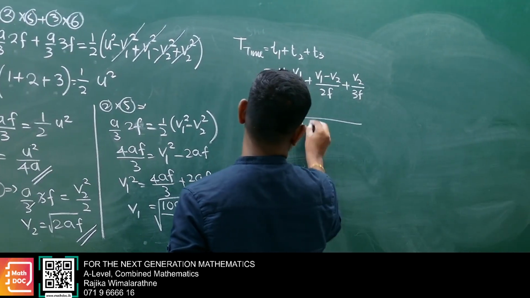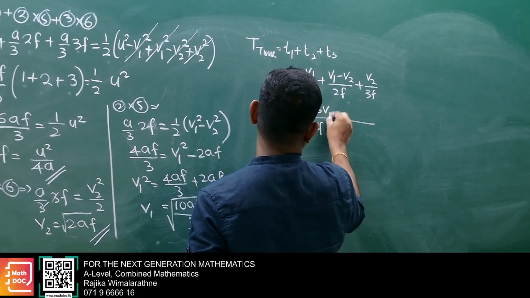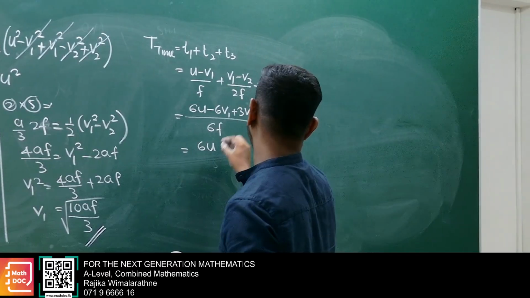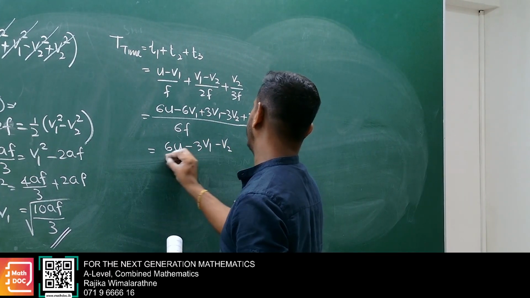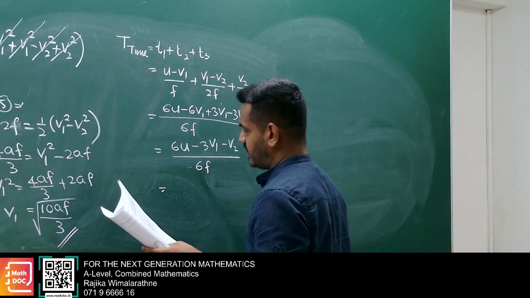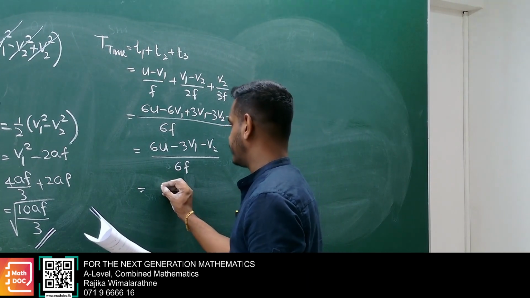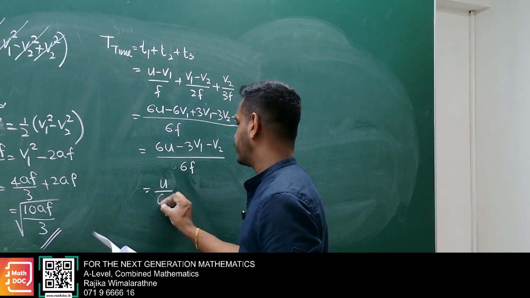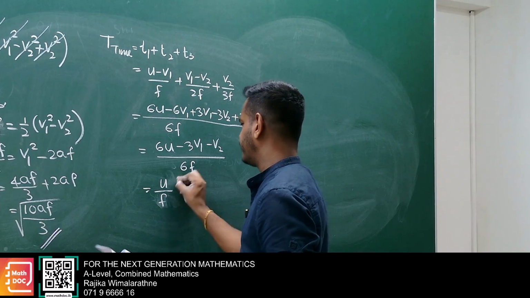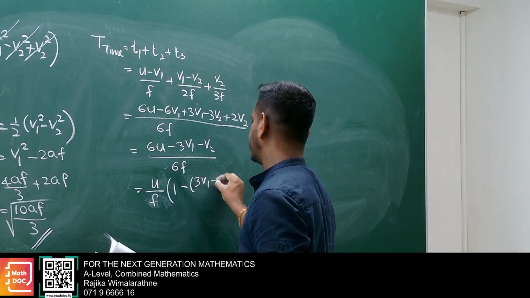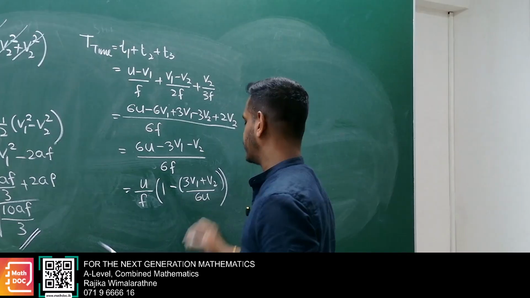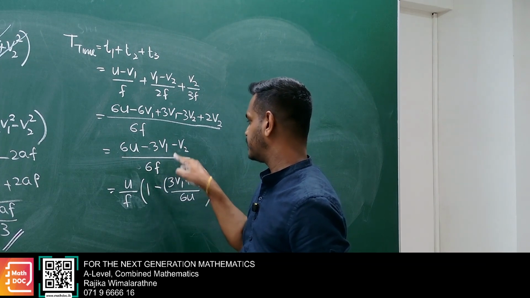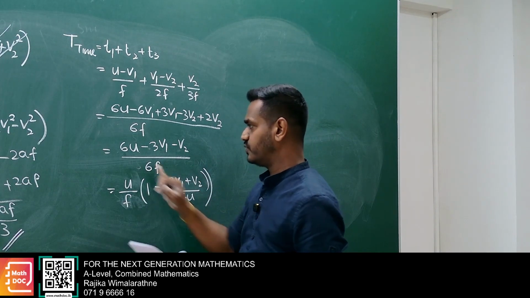Then get the common denominator 6F. 6U, minus 6V1, plus 3V1, minus 3V2, plus 2V2. Now simplify. 6U, minus 3V1, minus V2, over 6F. Then separate the denominator and take U outside. U divided by F times 1 minus 3V1 plus V2 over 6U. Okay? Here take F outside and U outside. Then here 6 over 6 is 1, minus, these two get plus, 3V1 plus V2 divided by 6U.